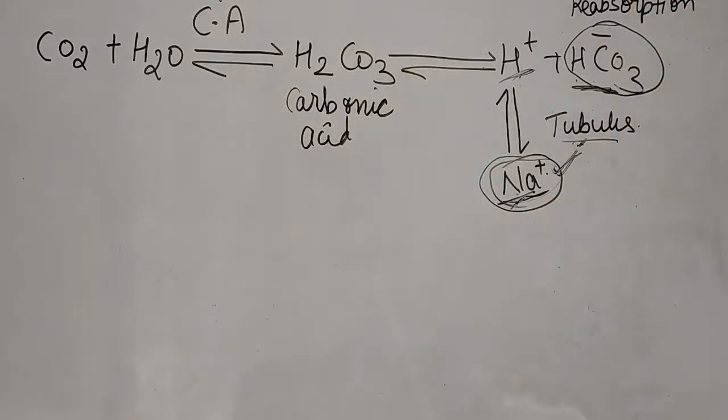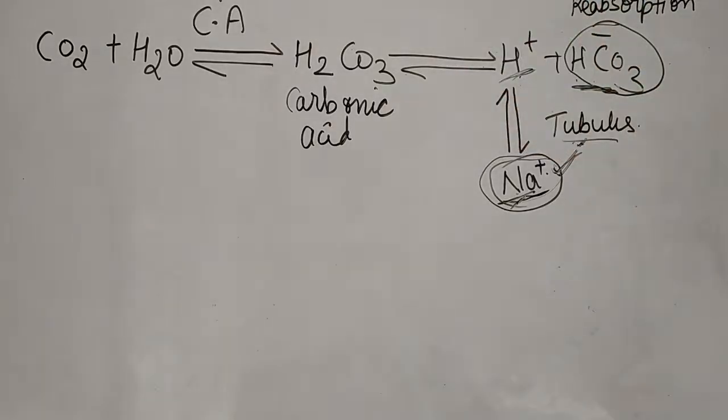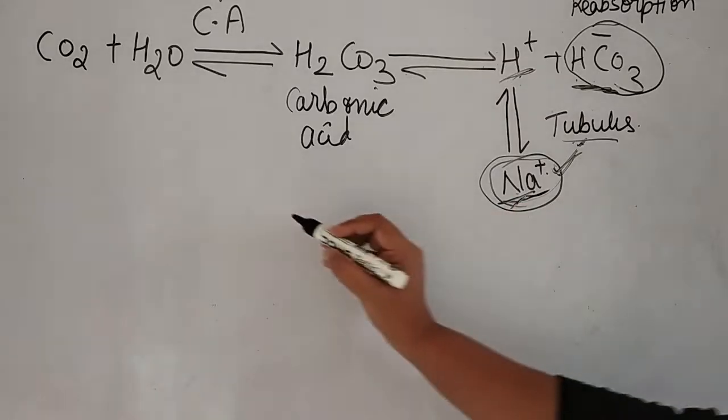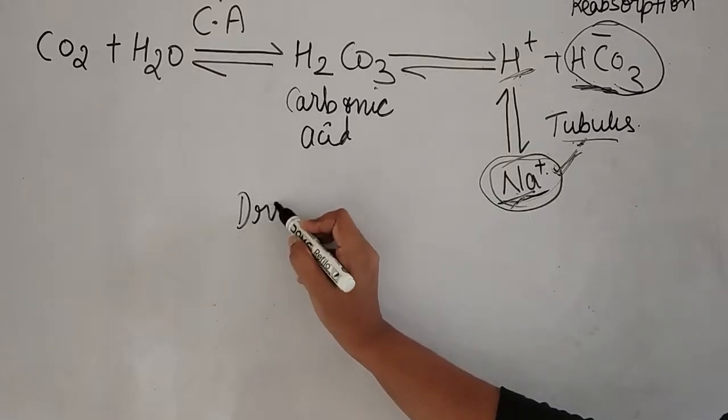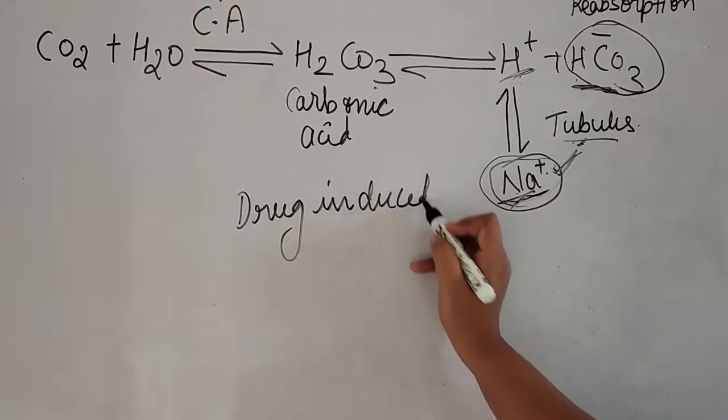So now what is the use of carbonic anhydrase inhibitors? Example is acetazolamide. So what is the pharmaceutical application or what is the medicinal use? Again, these carbonic anhydrase inhibitors are generally used for drug induced edema. This is the medicinal use.